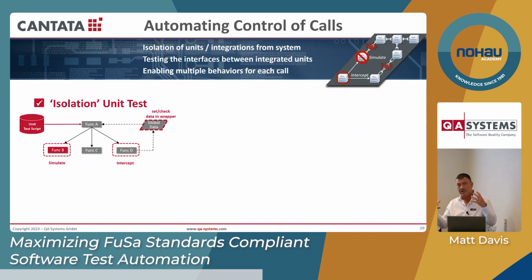Automating controls is another major challenge when it comes to testing less than your whole system, because you're testing bits of it, and bits talk to other bits. Even bits in your system talk to bits outside your system, like an RTOS or third-party code. If you are doing an isolation unit test, where I'm calling a couple of functions in my small source file, how do I control that? Do I simulate some which is not yet written? Do I intercept some that is written but I want more control? Do I access and check and change data?